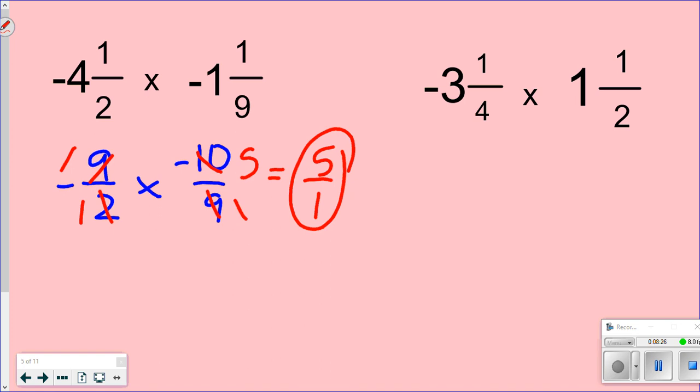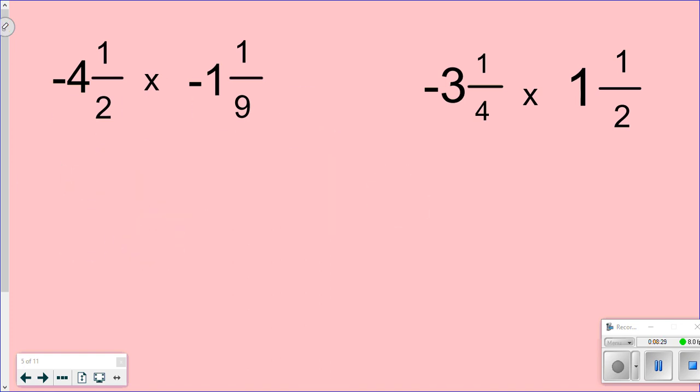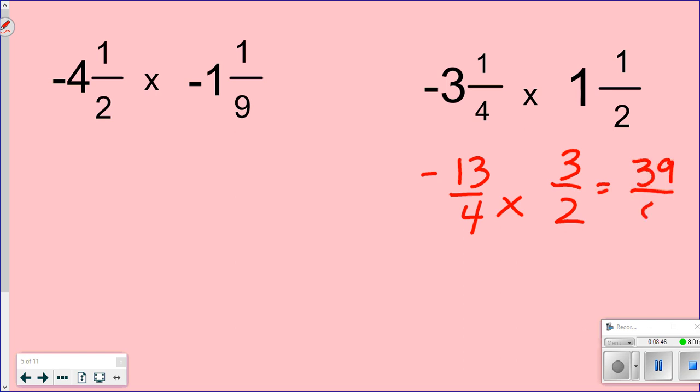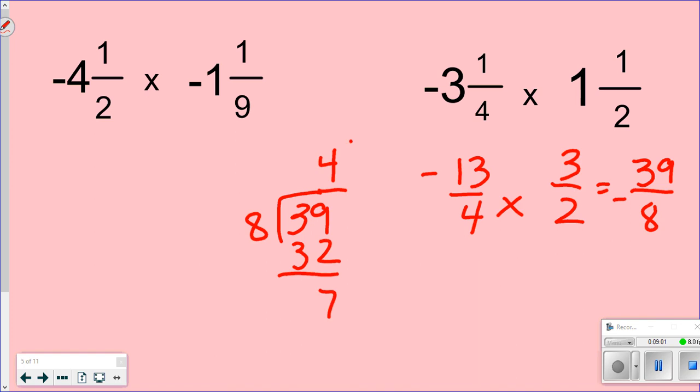All right. Okay, let's go to the next one. 4 times 3 is 12, plus 1 is 13, so negative 13 over 4, times 3 over 2. No reducing this time, which is kind of a bummer. But let's see, 13 times 3 is 39, so it'd be negative 39 over 8. Got to make a mixed number. See, it goes in 4 times. 32. So 4 and 7/8, and this is going to be a negative answer because I multiplied a positive and a negative together. So just be careful on those positives and negatives.